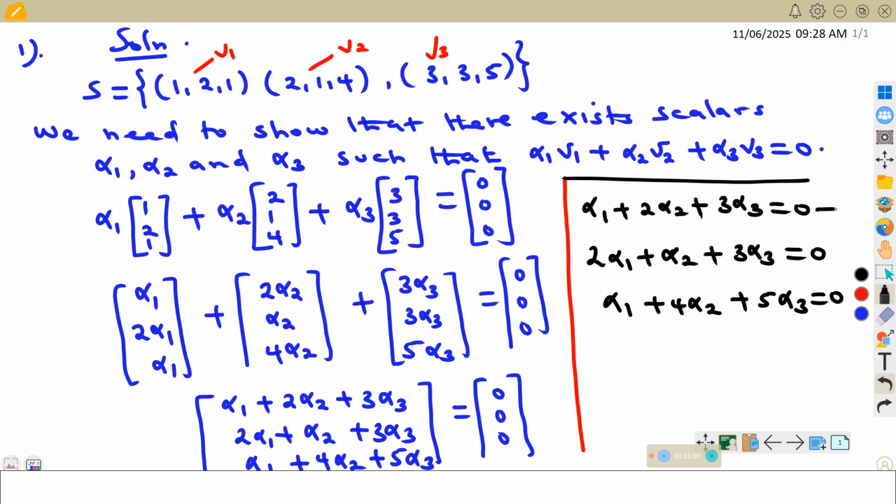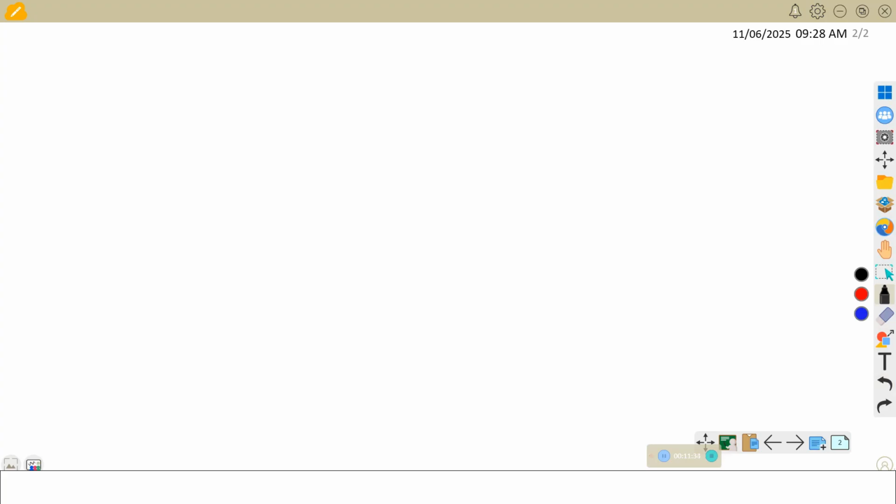We can call this equation 1, this equation 2, and this equation number 3. From these 3 equations, we shall solve for the values of alpha 1, alpha 2, and alpha 3. So let us see how best we can solve these equations simultaneously. Next, we shall say solving equations 1, 2, and 3 simultaneously.